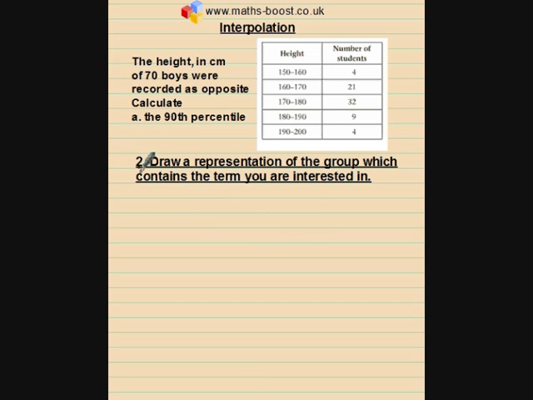Step 2 asks us to draw a representation of the group which contains the term we're interested in, in our case the 63rd term. We've got to decide which of these groups contains the 63rd term. Well, it's very helpful if we have a cumulative frequency column as a guide. So I'll draw this 3rd column in. And it may be using this cumulative frequency column that you can just see where the 63rd term is going to be. But I'm just going to draw a diagram here just to help you.